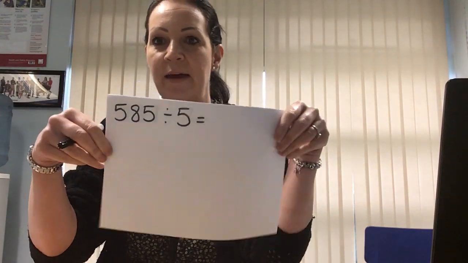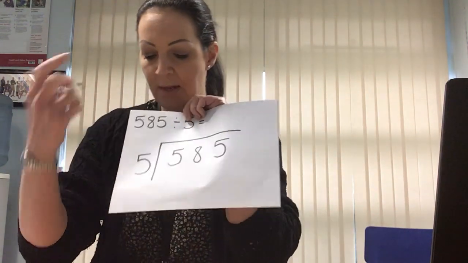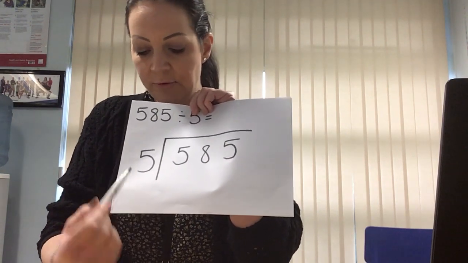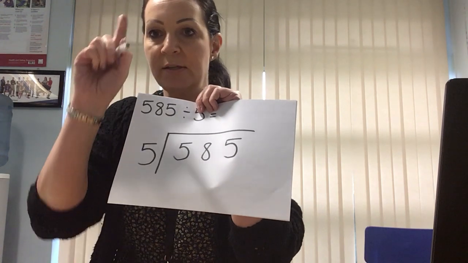Okay, here I have got 585 divided by 5. So again, we are going to draw ourselves a bus stop, and we're dividing 585 by 5. So we're going to repeat the process that we did last week. I'm going to first of all look at our hundreds number. I'm going to say to ourselves how many 5s go into 5, so that would be 1.